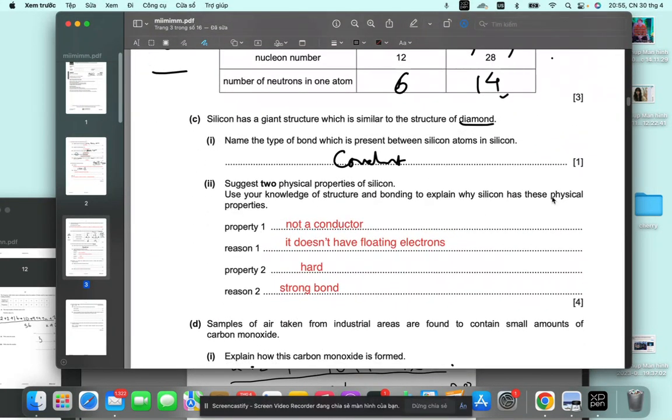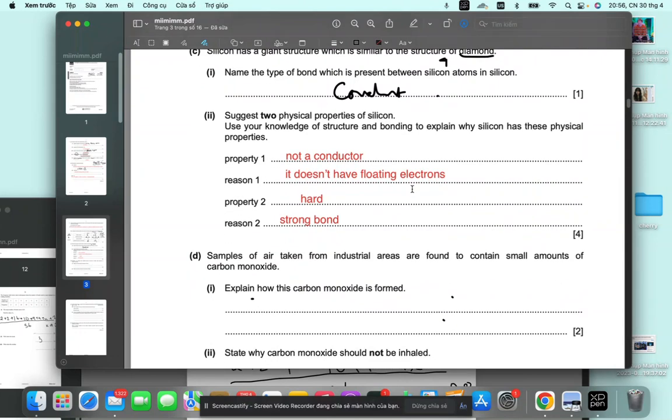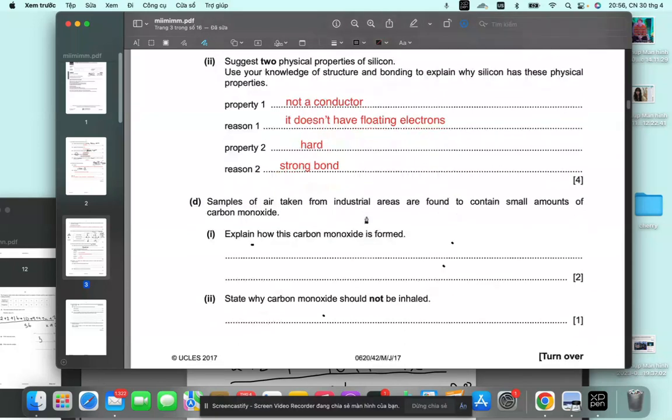Name the type of bond present in silicon atoms. Silicon is in group 4, so it has covalent bonds. Two physical properties of silicon: number one, it is not a conductor, because it doesn't have free electrons to carry charge. Second, the property is hard, because it has strong bonds.